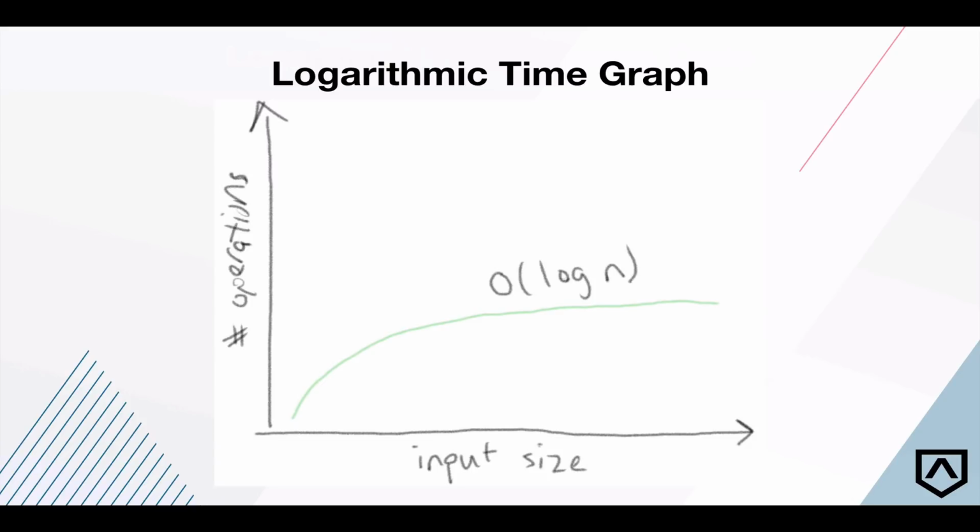And just to again show the graph of the function log n, we see that when the input size is really small, it starts off with pretty high growth, but then as input size gets larger, it tapers off. So even when input size is very, very large, the relative number of operations is not going to be nearly as big. Again, this is kind of the next best thing we can get after constant time.